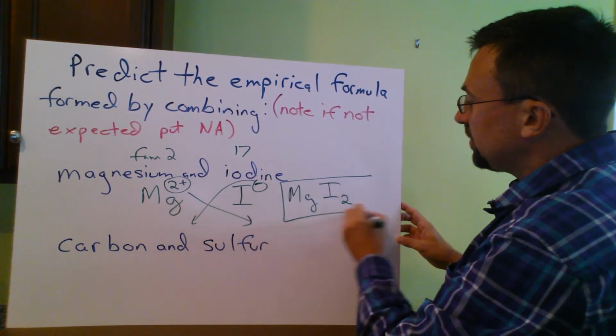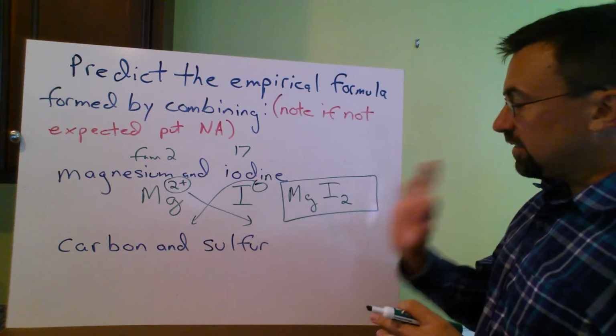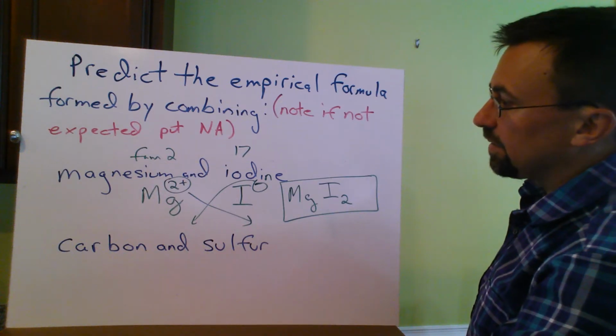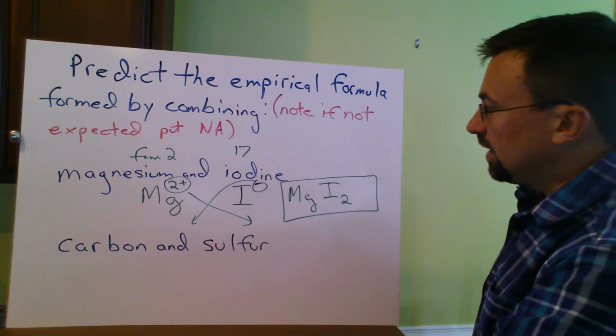There's a couple things we need to do here. Double check this is the lowest ratio, 1 to 2. That can't be simplified, so that's good. And that's really it. We've answered the question. Make sure we have a metal and a non-metal, and we have that all correct.